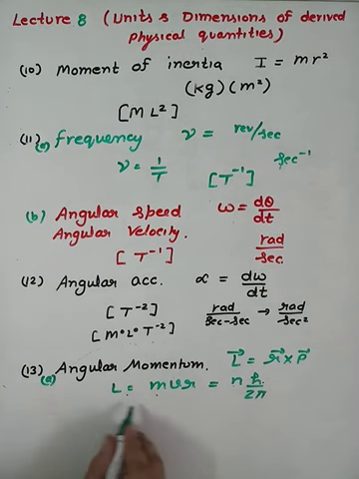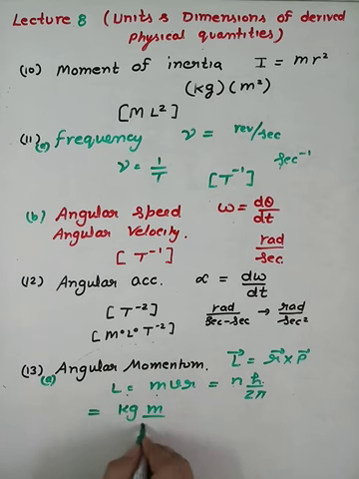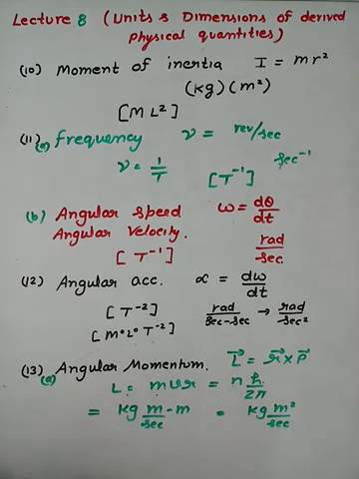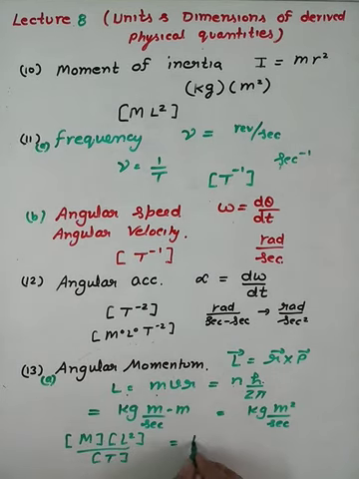Now this is A part. L is mvr, m is kg, v is meter per second, and r is meter. Therefore its unit is kg meter square upon second, and dimension is: that of kg is M, that of meter square is L², and that of time is T. Therefore you get ML²T⁻¹. This is the dimension of angular momentum.